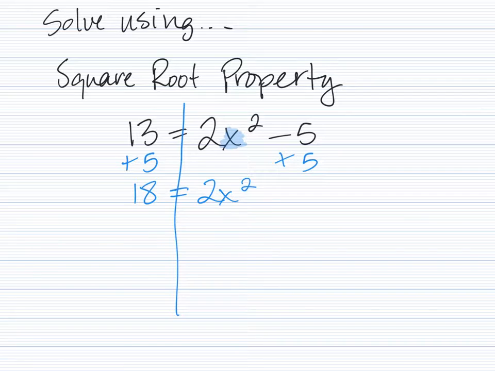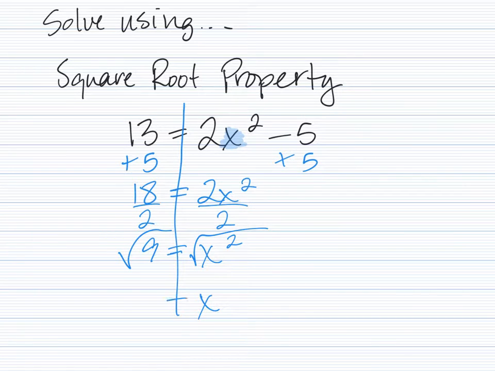Next thing we need to do is get rid of that 2, because this is 2x squared. That's 2 times x squared, so we divide both sides by 2. We're left with 9 equals x squared. To undo a square, we need to square root. Square root both sides, we end up with x.